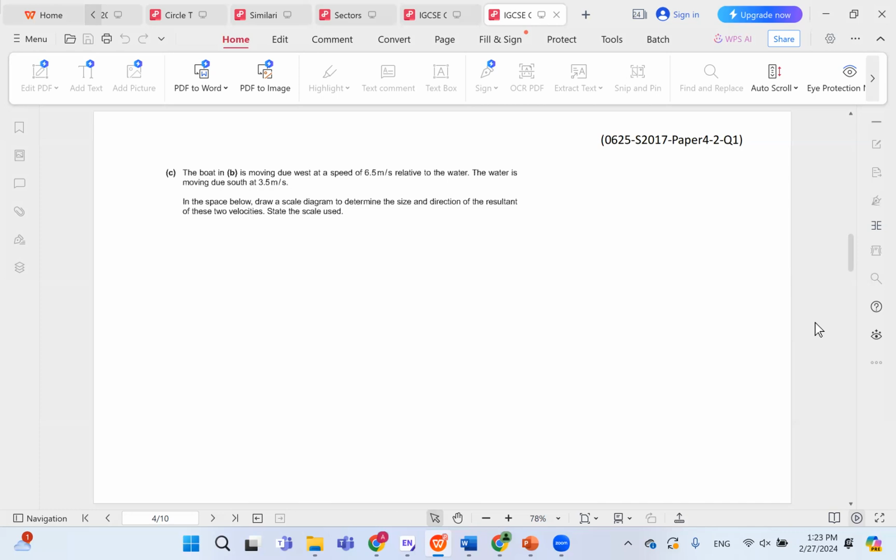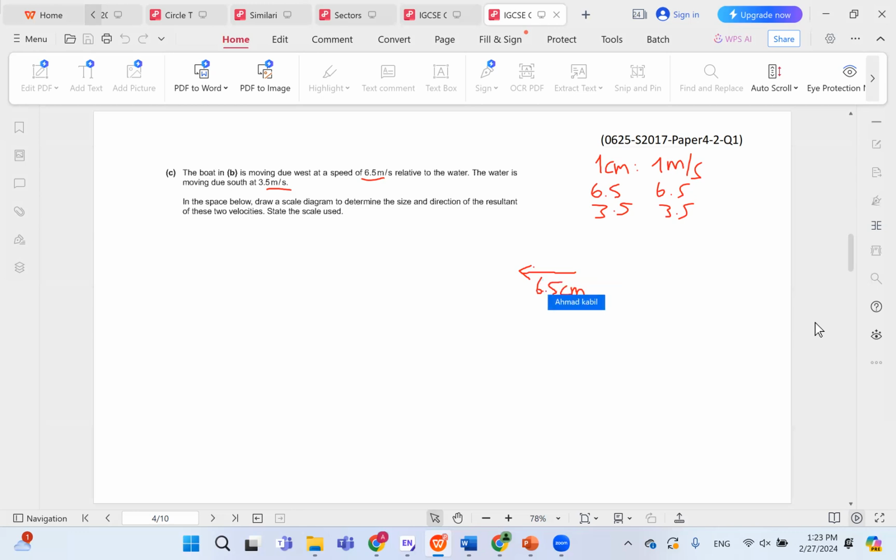So the quantities here are 6.5 and 3.5. These are already good quantities to use with your ruler, so you don't really need to create much of a conversion. All you have to do is say 1 centimeter is equivalent to 1 meter per second. So 6.5 would be 6.5, and 3.5 would be 3.5. And then you would draw the vectors based on the question. So you have a boat moving due west, so to the left, and this should be 6.5 centimeters.